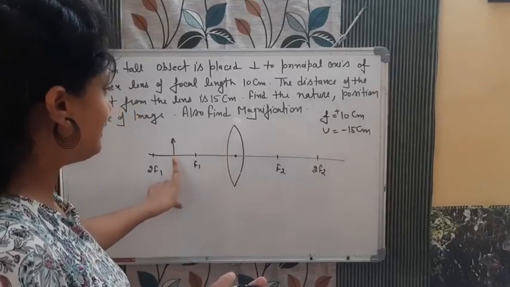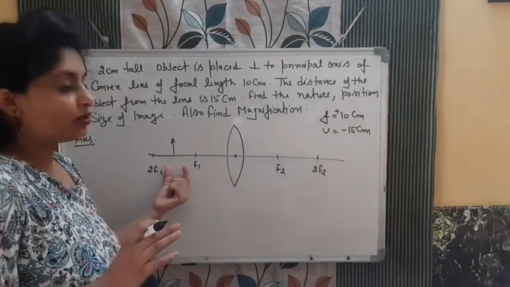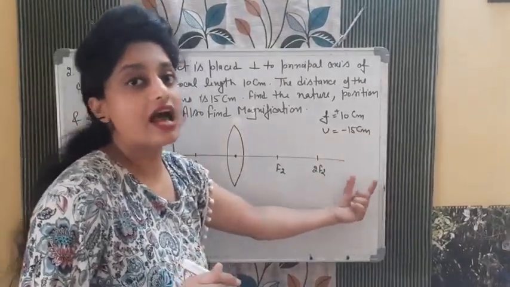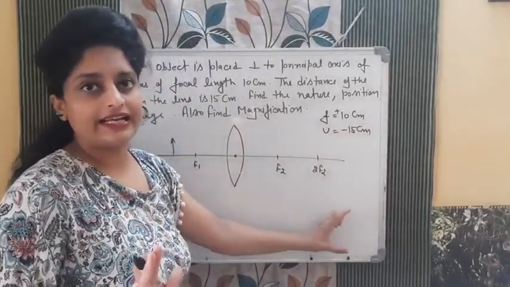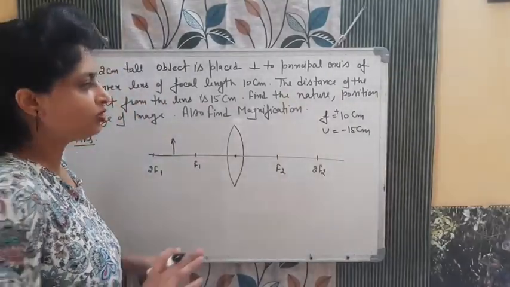See, it is 15 centimeter. Focal length is somewhere here, between F1 and 2F1. So what will happen? It will be real. It will be inverted. It will be enlarged image. This is clear from the diagram, but you can prove it with the answer also. But from the diagram also you can tell clearly.